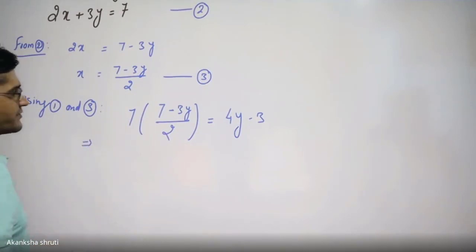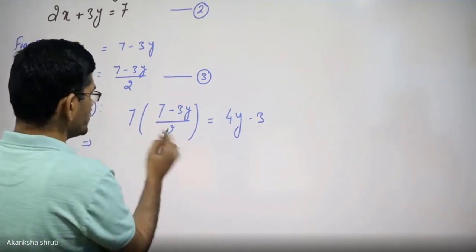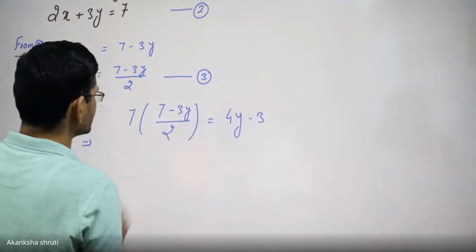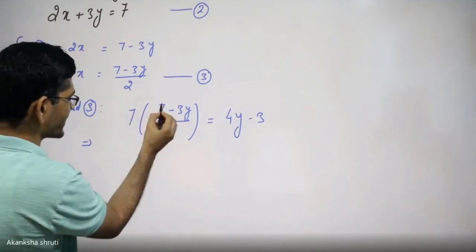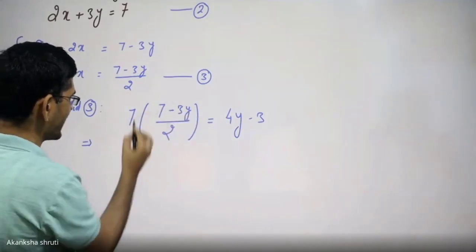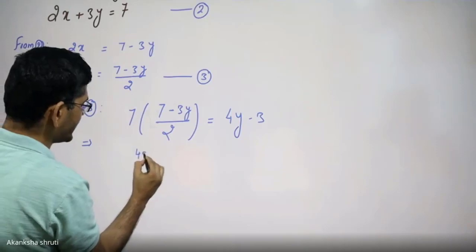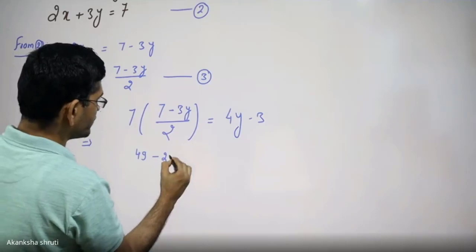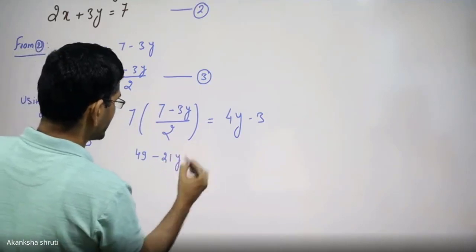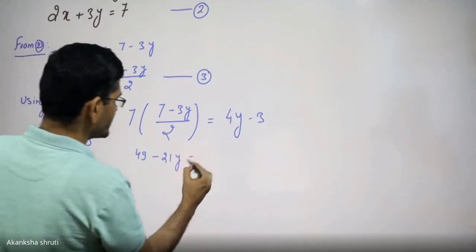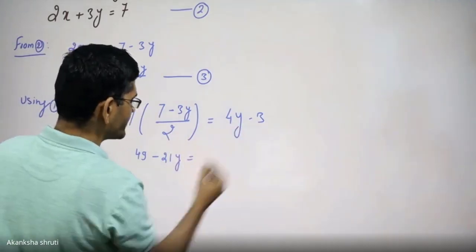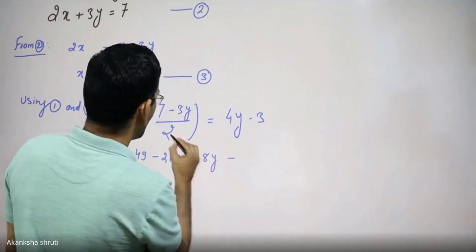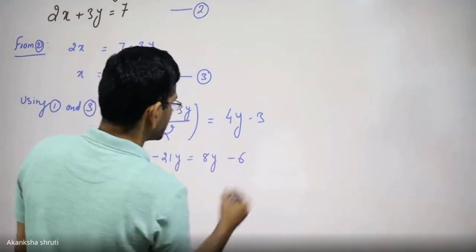Again, for the simplification, we need to remove this 2. For that, we need to multiply this entire equation by 2 or go for cross multiplication. This 7 will multiply to this 2 term inside the bracket. So 7 7s are 49 minus 7 3s are 21y on the left hand side is equal to this 2 will get multiplied to this one. So 2 4s are 8y and 2 3s are 6.